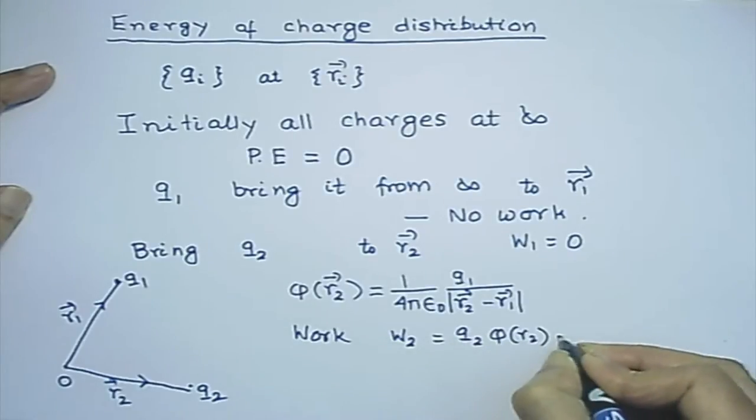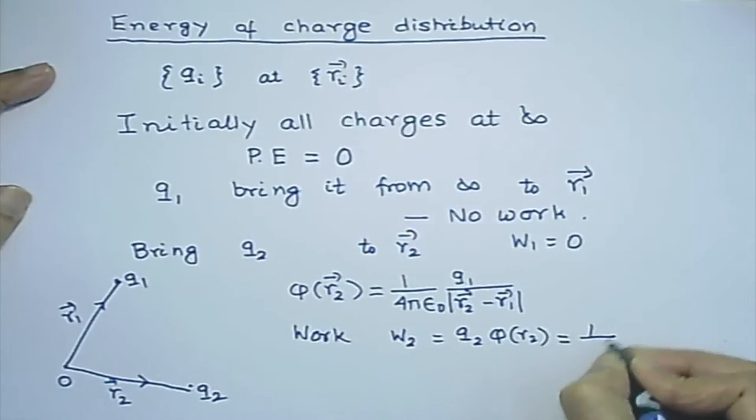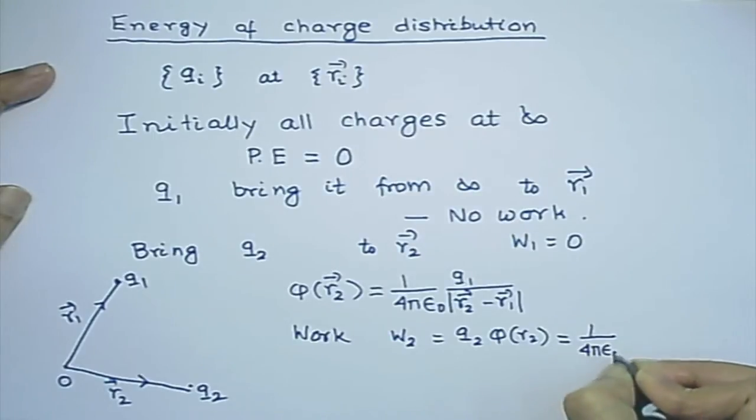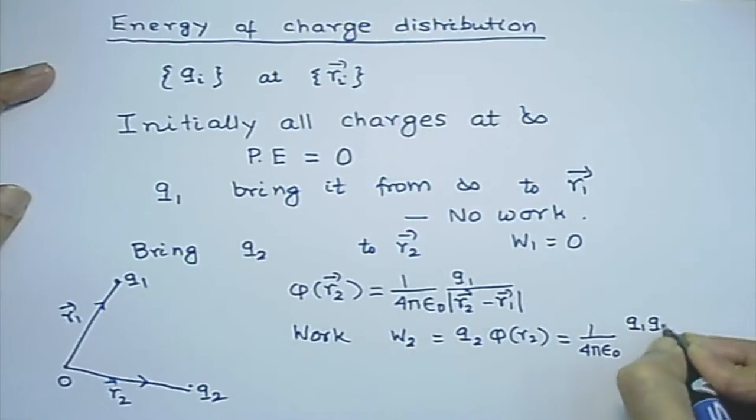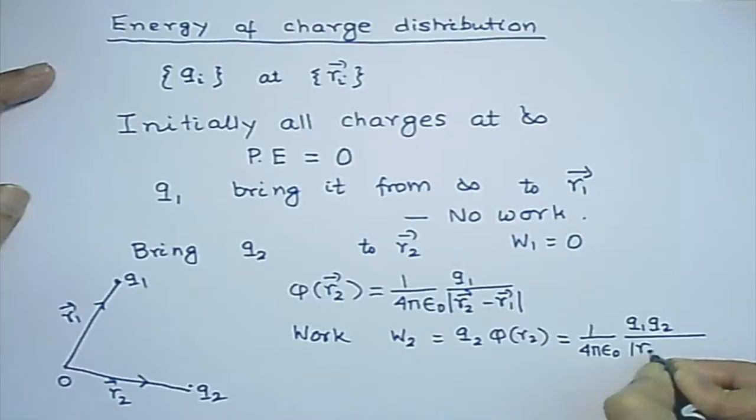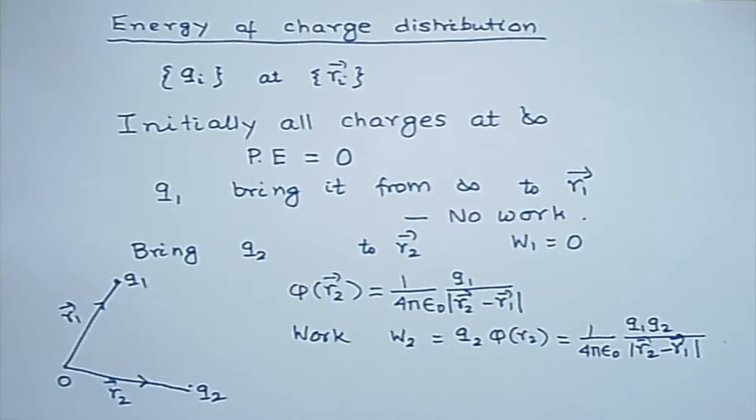So that is simply equal to 1 over 4 pi epsilon 0 q1, which is already there, and q2 divided by r2 minus r1. So far so good. I have established the two charges. The first charge did not need any work, and for the second charge I needed 1 over 4 pi epsilon 0 q1 q2 divided by r2 minus r1.